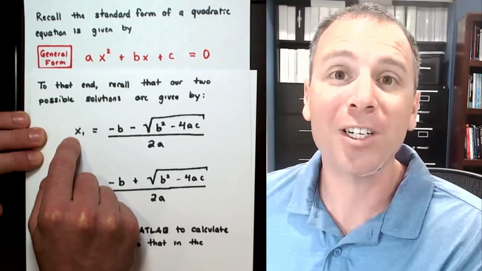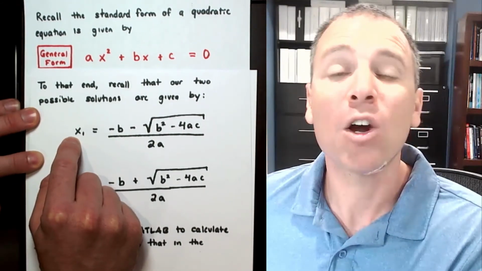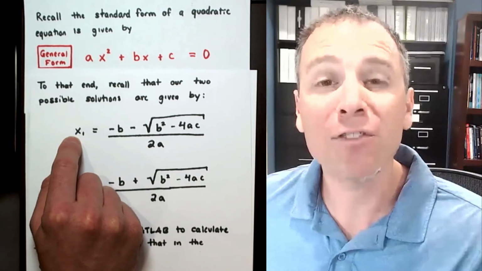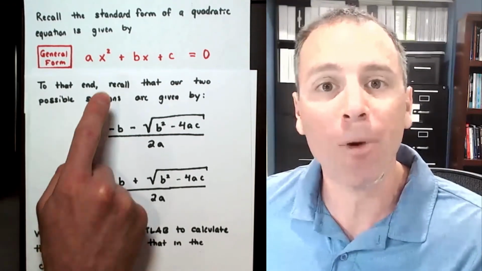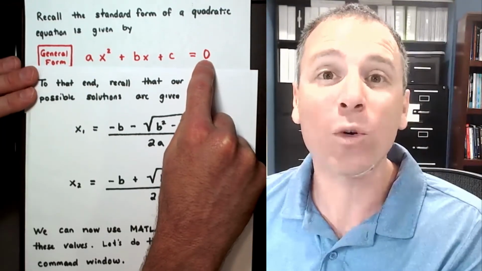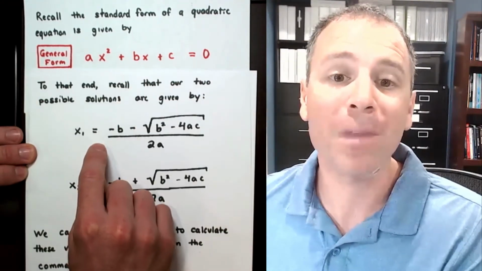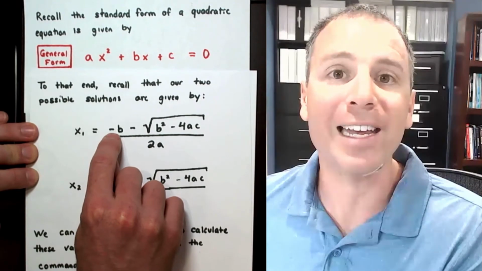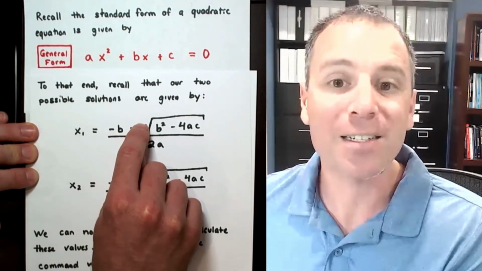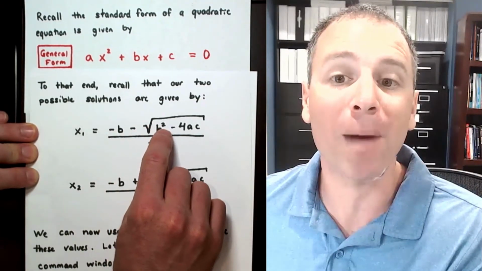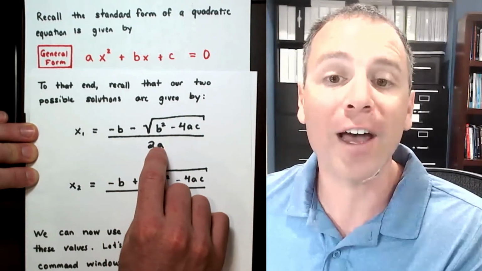The first solution, or the x coordinate of the left point of intersection between our parabola and the y equals 0 line, in other words, the x-intercepts of this parabola, that x coordinate is given by negative b minus the square root of b squared minus 4ac all divided by 2a.